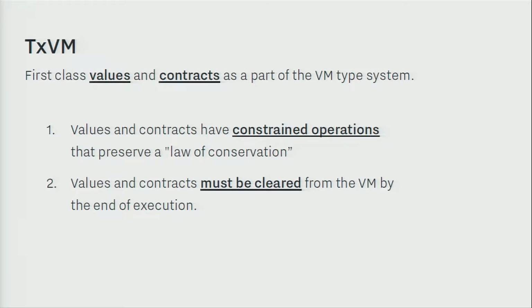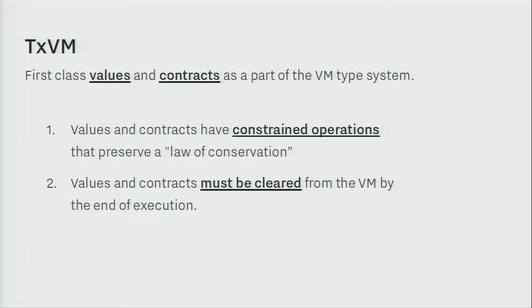And so anyone who's studied programming language design knows about first-class objects as objects that you can apply special rules or special limitations to. We use that same design principle when designing our language. So values and contracts actually have constrained operations that preserve what we call the law of conservation.